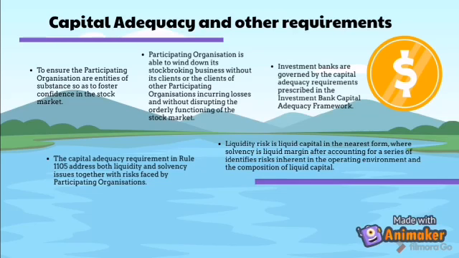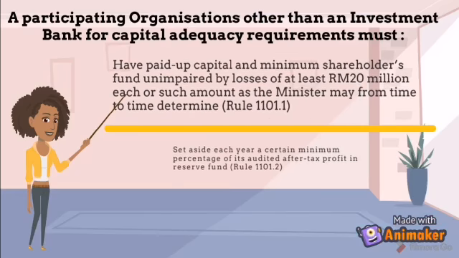Liquidity risk is liquid capital in the nearest form, whereas solvency is liquid margin after accounting for a series of identified risks inherent in the operating environment and the composition of liquid capital. A participating organization, other than an investment bank, for capital adequacy requirements must have paid up capital and minimum shareholders' fund unimpaired by losses of at least RM20 million each, or such amount as the minister may from time to time determine, and next, set aside each year a certain minimum percentage of its audited after-tax profit in a reserve fund.